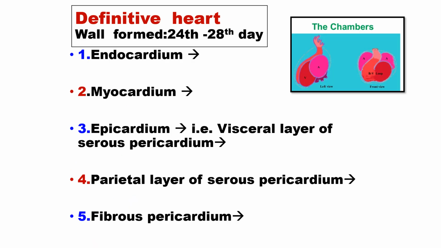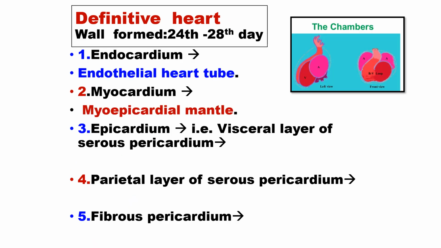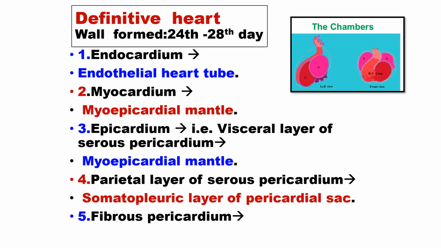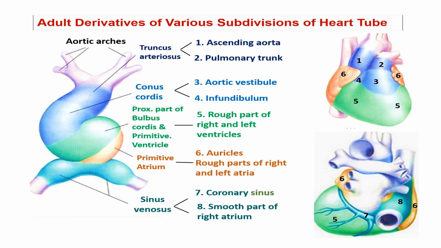Endocardium is derived from the endothelial heart tube. Myocardium is derived from the myoepicardial mantle. Epicardium, the visceral layer of serous pericardium, is also derived from the myoepicardial mantle. Parietal layer of serous pericardium is derived from the somatopleuric layer of the pericardial cavity. Fibrous pericardium is derived from the septum transversum.